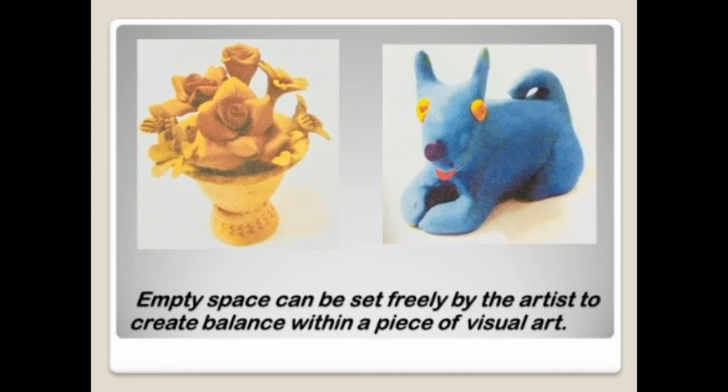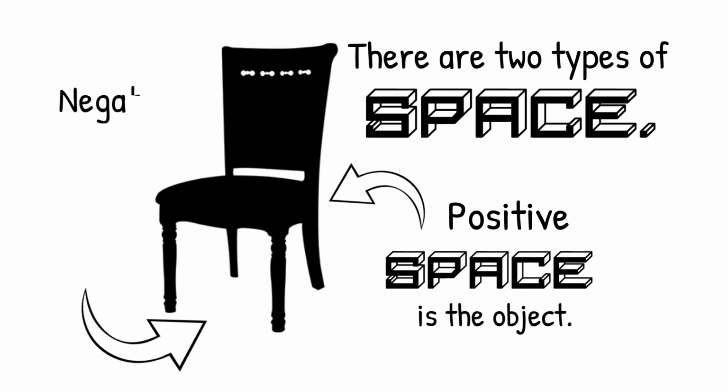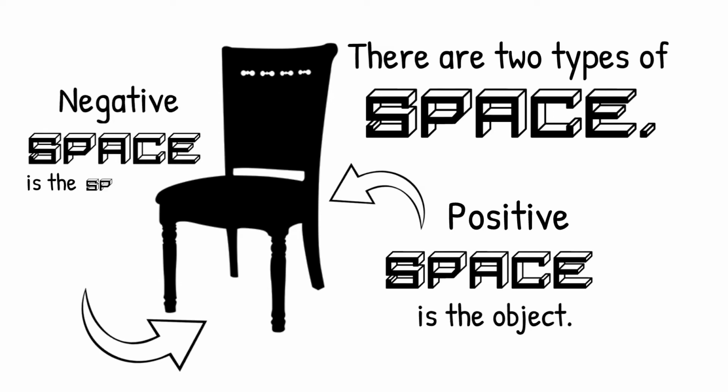And there are also two types of space. The first one is positive space. Positive space is the object. And the second one is negative space. Negative space is the space around the object.